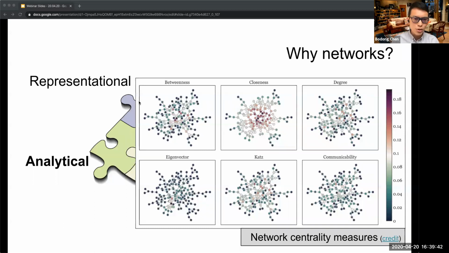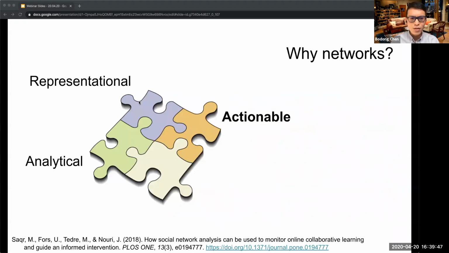So analytical richness is also quite phenomenal when we think about networks. And the third reason I think it's very popular is it's also very actionable. And we can derive actionable insights based on network representation, based on findings from network analysis.